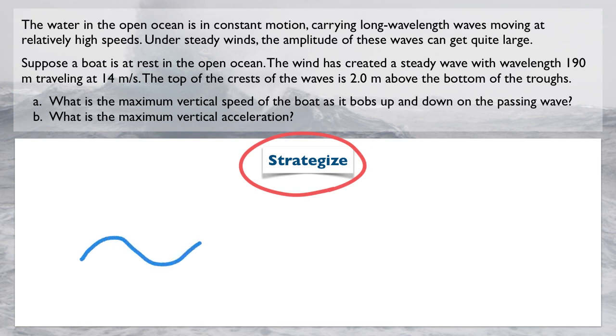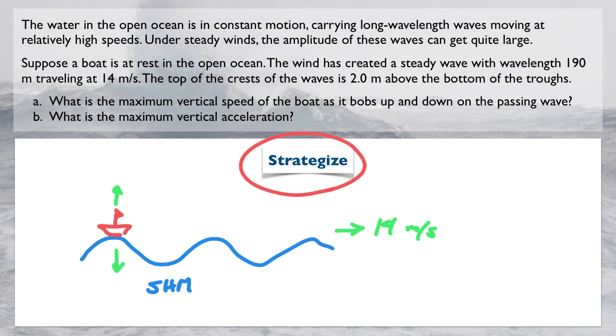So I have a wave like so. There's a picture of my wave. It's traveling at a speed of 14 meters per second. If I have a little boat, kind of like right here, so here's my boat, and it's bobbing up and down on the waves, it's going to basically be moving up and down with simple harmonic motion. Okay? And to be able to describe the motion with simple harmonic motion, well, I'm getting ahead of myself. That's really a prepare thing. So let's go to the next slide and think about preparation.